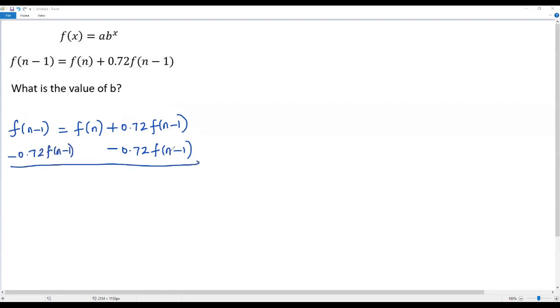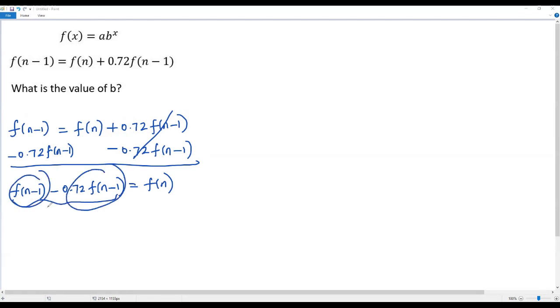So when I do so, this positive value and negative value will cancel out on the right side. On the left side, I'm getting f of n minus 1 minus 0.72 times f of n minus 1. On the right side, we just have f of n. Okay, here we have an expression on the left side. In this expression, we have two terms, and both the terms contain f of n minus 1.